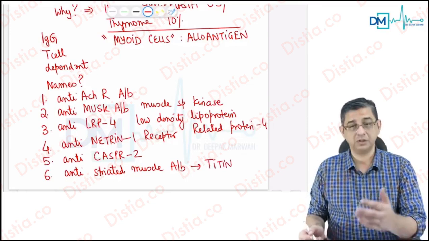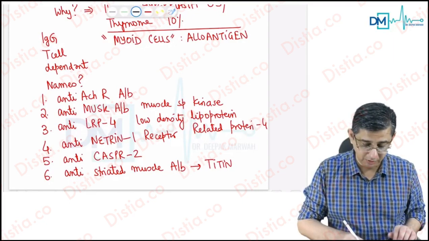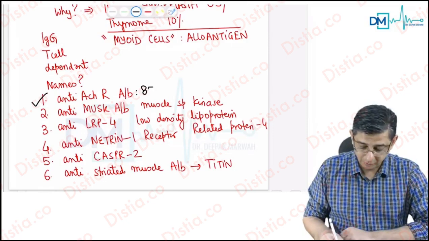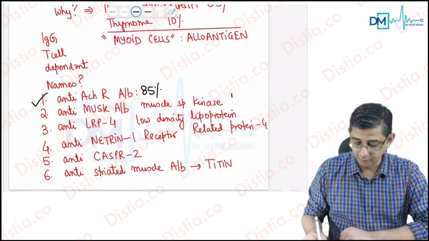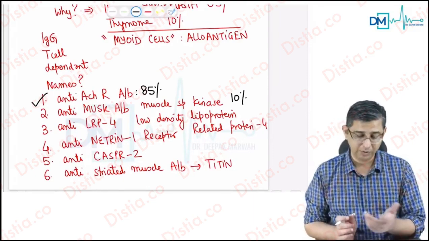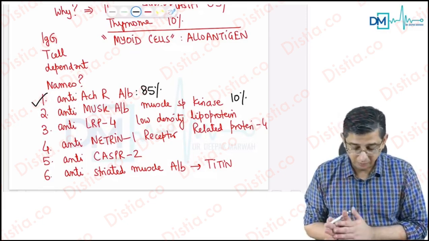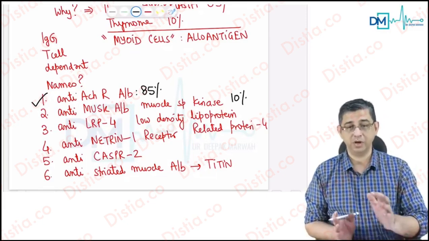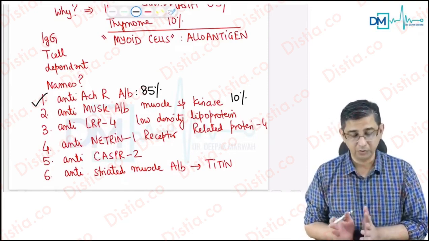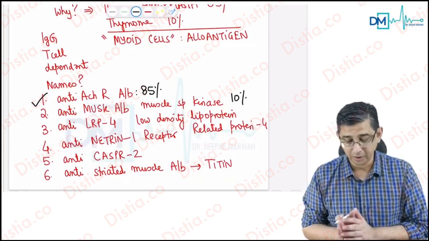of the antibodies which are the villains responsible for this condition, out of which the most common one is this one. The prevalence of this antibody is about 85%, whereas anti-MuSK antibody prevalence is 10%, and the remaining antibodies are found rarely, but because of these specific names like LRP4, Netrin-1, Caspr2, you just need to have a hang of these names present here. All of these are IgG class of antibodies, so the ability to cross the placenta is very much present.